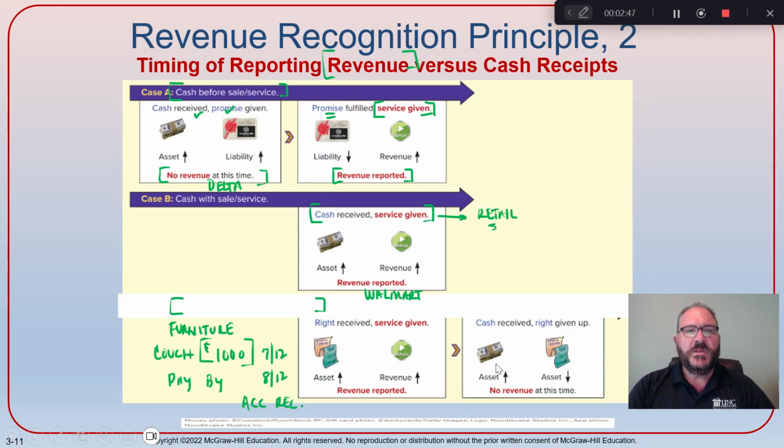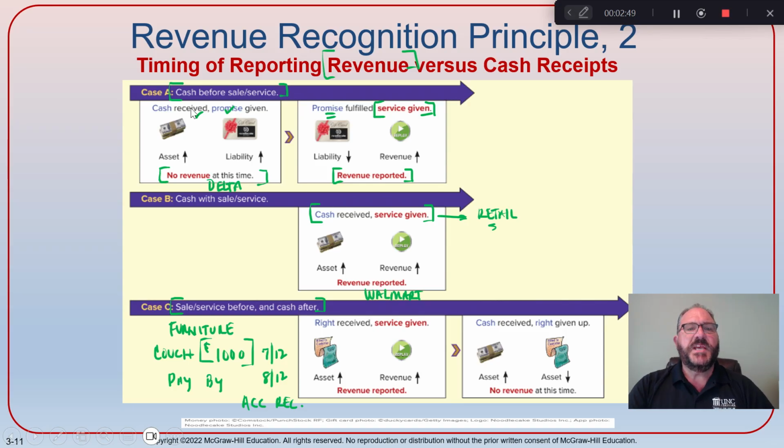So here they're going to show you, for example, case A, cash before the sale or service. What happens is the cash is received and then the promise is given. By the way, they show here a gift card. When you buy a gift card, the company you buy it from has your cash, but they didn't earn that money until the gift card is used. So they have an asset that goes up and a liability that goes up, but they don't have any revenue yet.